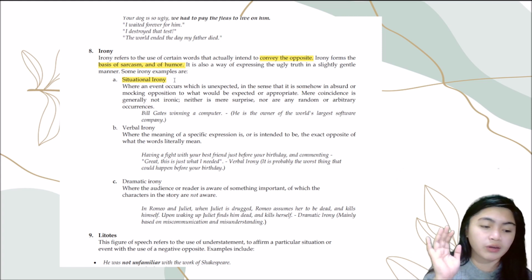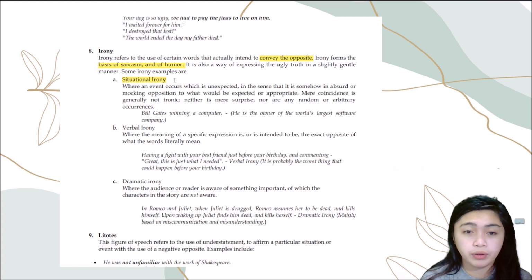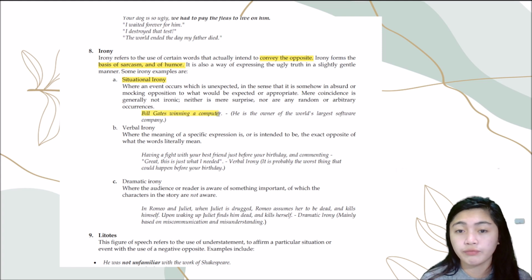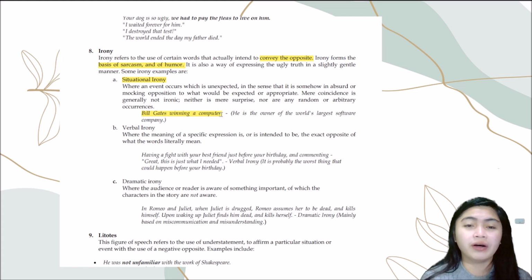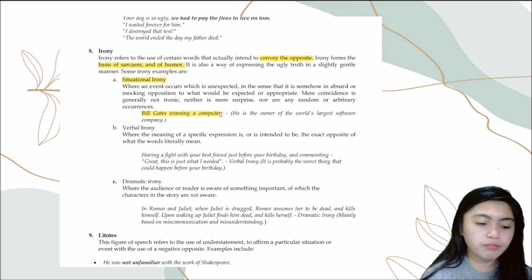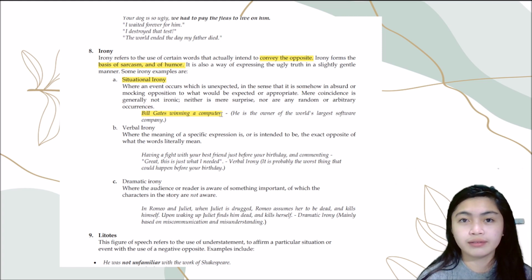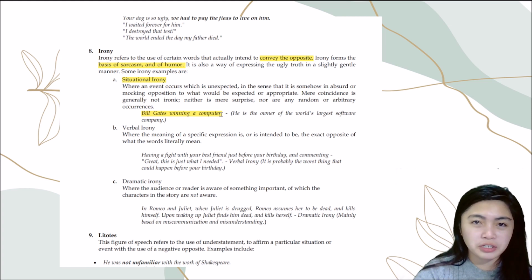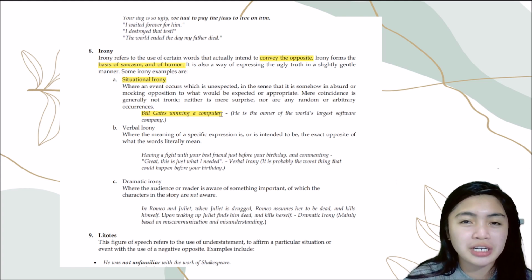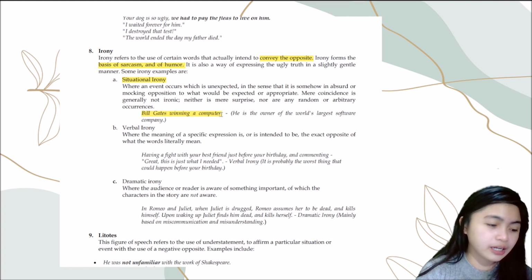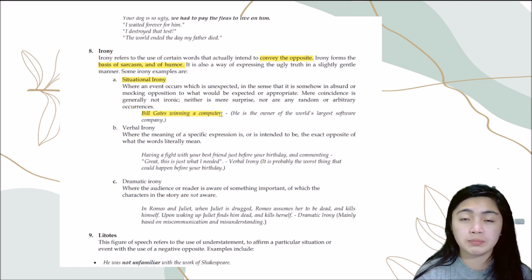So, when the opposite of what is expected happens, for example, Bill Gates winning a computer, well, in fact, he is the owner of the world's largest software company, di ba? Or sabi natin na, a doctor who is afraid of injections. So, di ba, expectation natin is, sana hindi na sila takot kasi doctor sila. So, that is situational irony, when the opposite of what is expected happens.